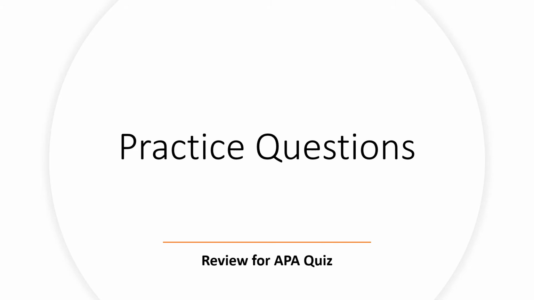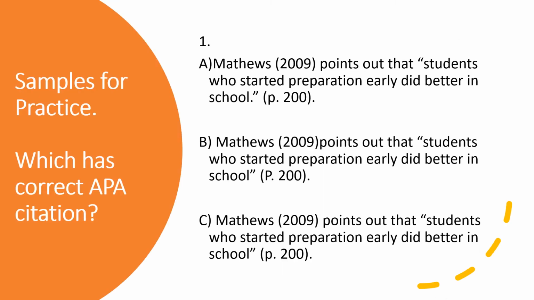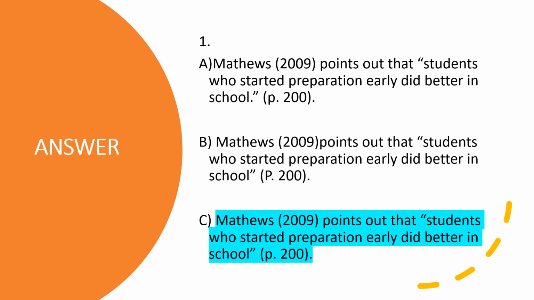Now complete the following practice questions. Take a look at these examples. Which one has the correct APA citation? Ask yourself, is it a quote or am I paraphrasing? C is the correct answer. You'll notice that A is wrong because you don't want to have two periods. Just have the period outside the brackets. And B is wrong because it should always be a lowercase p for page 200.